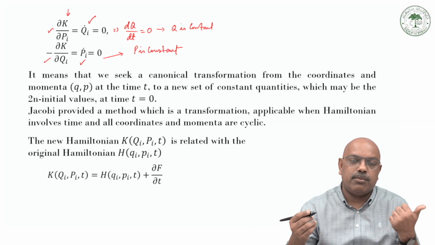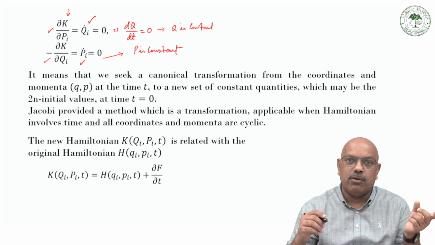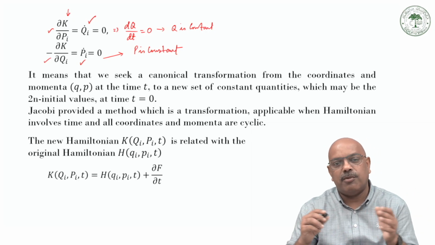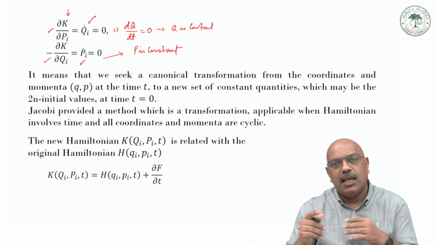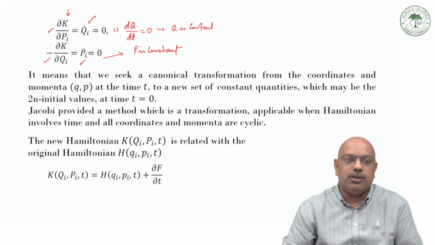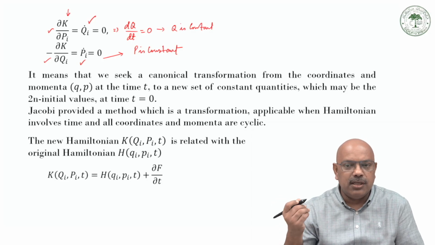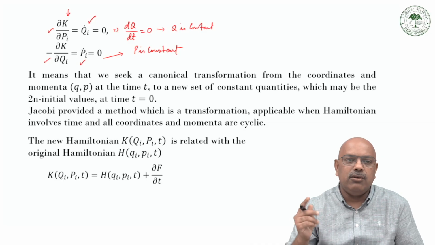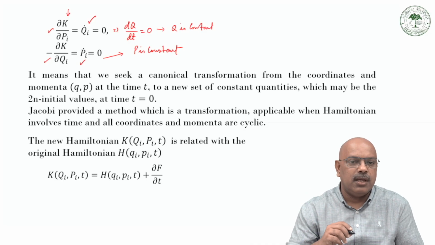So those initial condition values are going to be 2n, because you have 2n differential equations at time t equal to 0, and then the system moves from time t equal to 0 to a certain time t, and then you transform that variable small q, p to a new canonical variable capital Q, P. So Jacobi provides a method which is a transformation which is applicable when your Hamiltonian involves time.